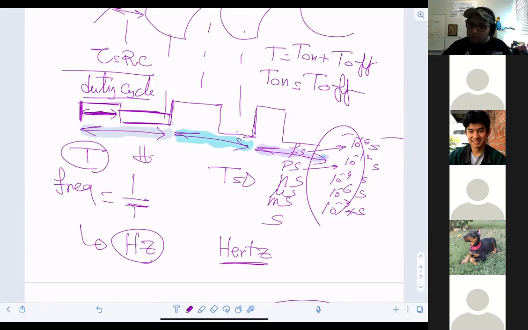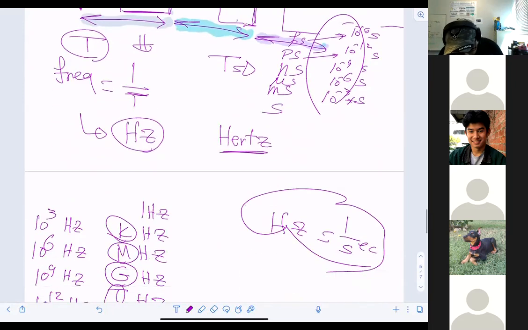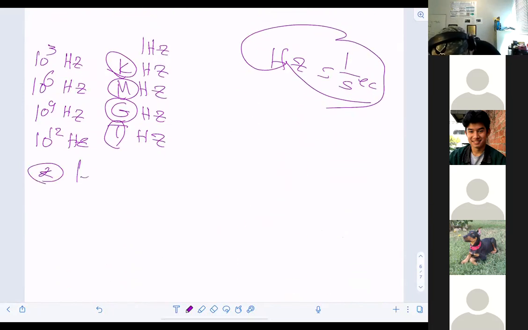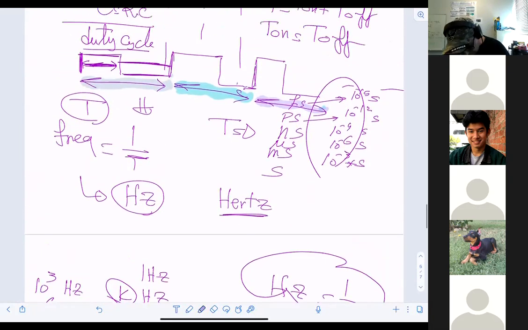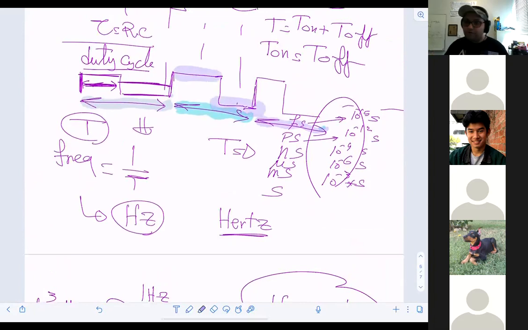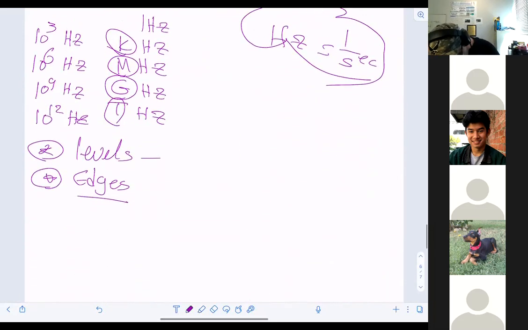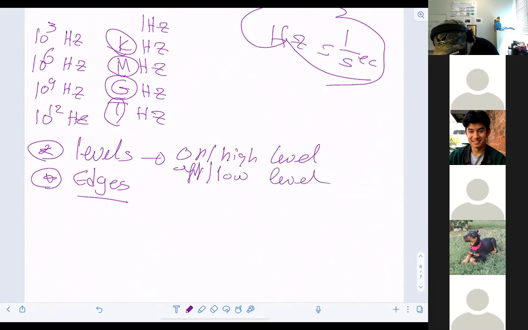Then if it's a clock, we have to look into how I'm gonna use it, right? So if I want to look at how I'm gonna use it, I'm gonna look at something that's called levels. I'm gonna look for something that's called edges. Level, here is my level. This is level on, level off, level high, level low. So 2 levels. So I can write it down here. Levels will be on or high level, off or low level.